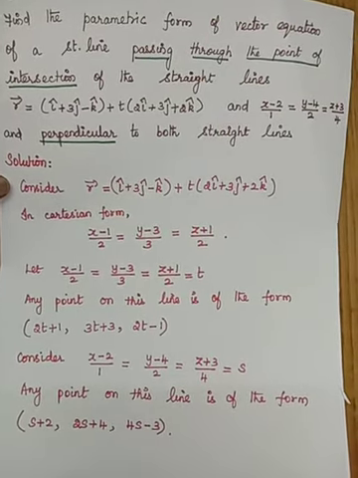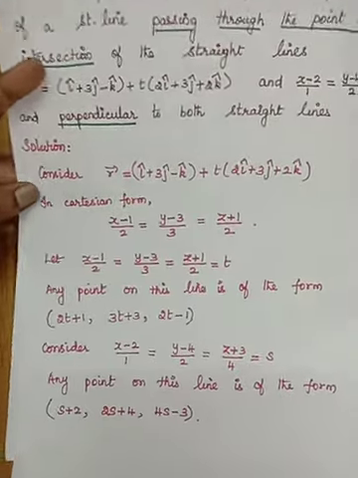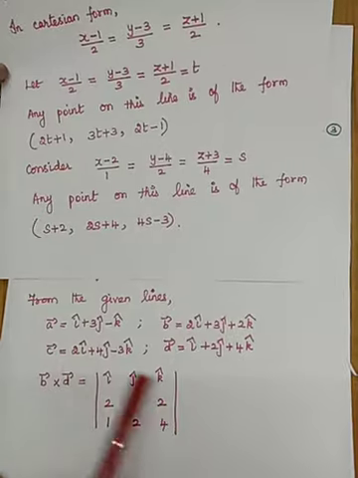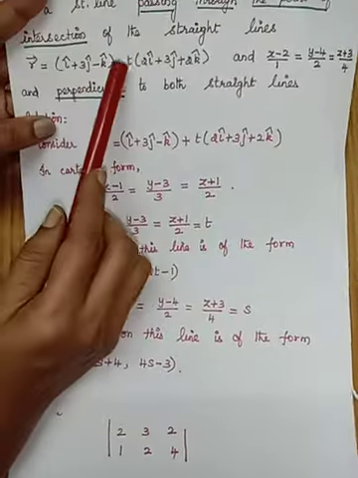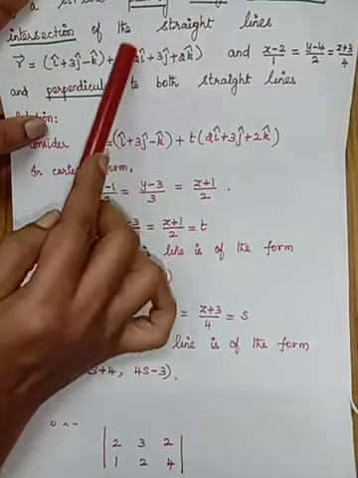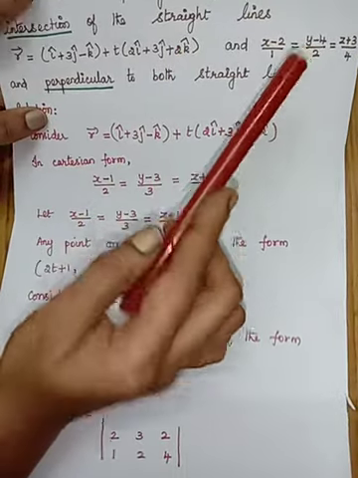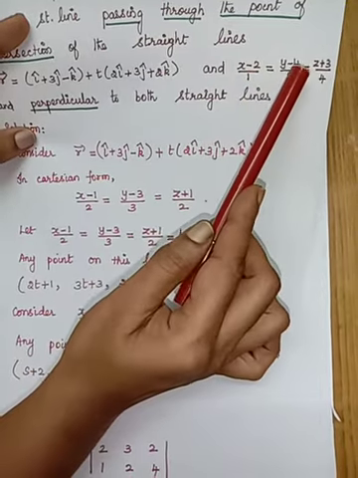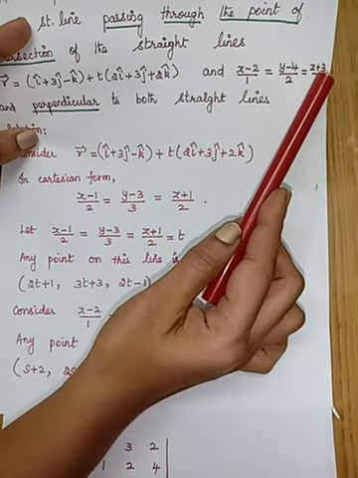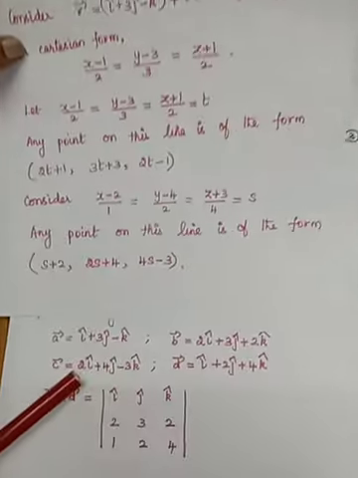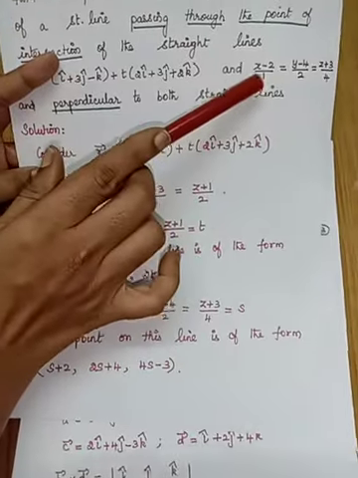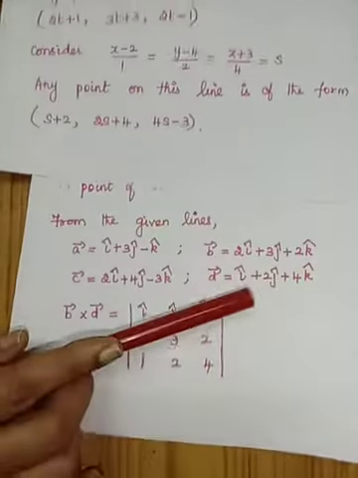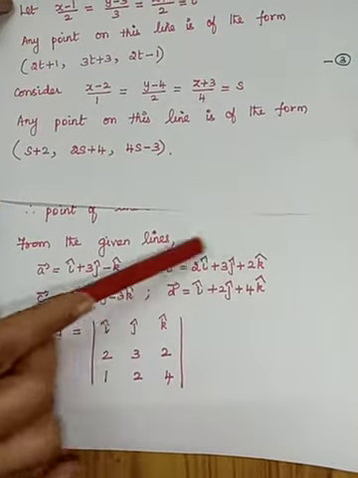We have already discussed the same thing in the previous video. So from the lines I have collected the vectors. From the first line, this is your a vector and this is your b vector. From the second line, in the numerator, it is 2i cap plus 4j cap minus 3k cap, that is your c vector. And your d vector is i cap plus 2j cap plus 4k cap. So here we have b vector and d vector.